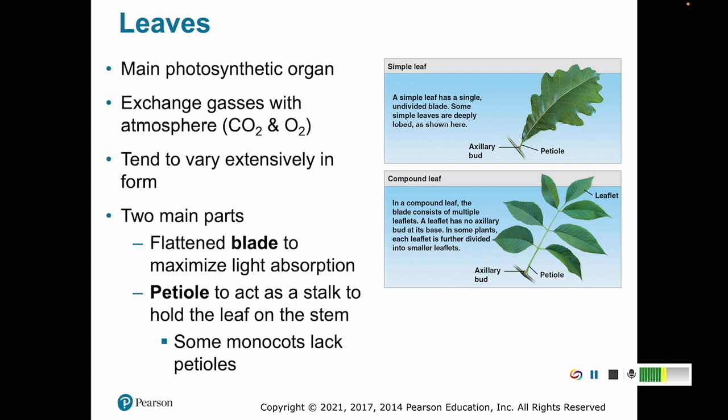They tend to vary extensively in form. A lot of that is in part natural selection and this constant battle between different traits that a leaf needs to have to avoid being eaten by an herbivore, or also to allow the best photosynthesis, to allow the best exchange of gases. There are two main parts of them: a flattened blade, which maximizes light absorption, and the petiole, which is the stalk that holds the leaf on the stem. Here this has multiple blades, and this is the petiole.